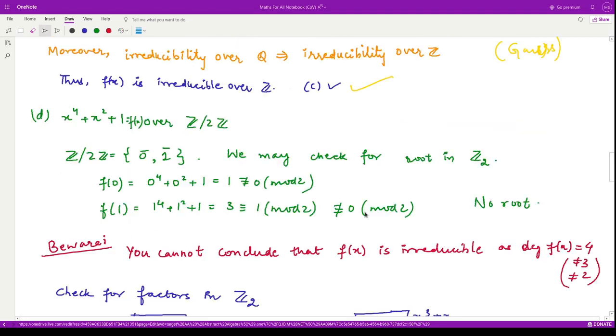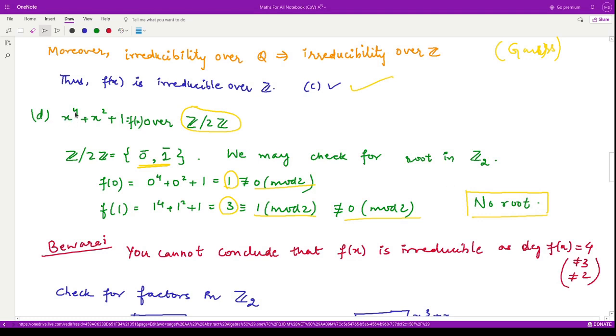Let's move on to our last option, which is the polynomial of degree 4, and we need to check it over this field, right? This field has only two elements, 0 and 1. So we may check for its root. If we find a root, we say that this is reducible, otherwise we'll have to look for other methods, right? So f of 0 comes out to be 1, which is not 0 mod 2, and f of 1 comes out to be 3, which is equivalent to 1 mod 2, which is also not equal to 0 mod 2. Therefore we do not have any root over here, so we cannot conclude anything from here, right?